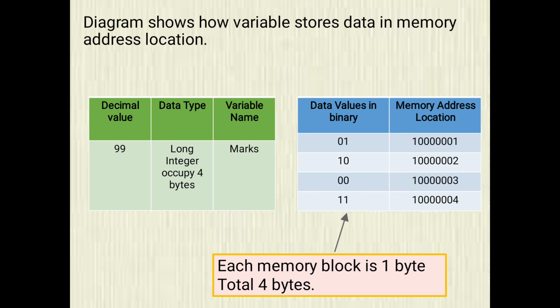Now it becomes very difficult, or impossible, for the user to remember all the data values that are stored in memory address locations. That's why it becomes easier for the user to find where the data is stored using the variable name.